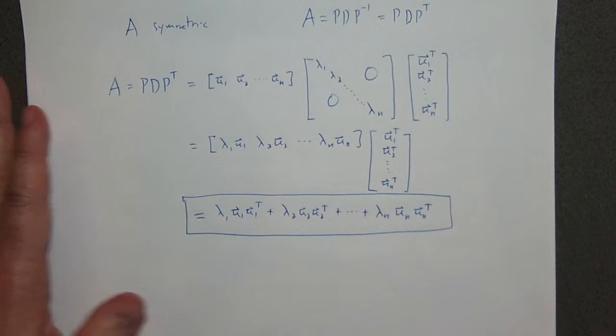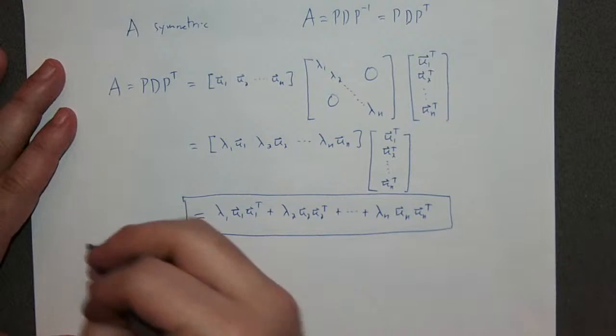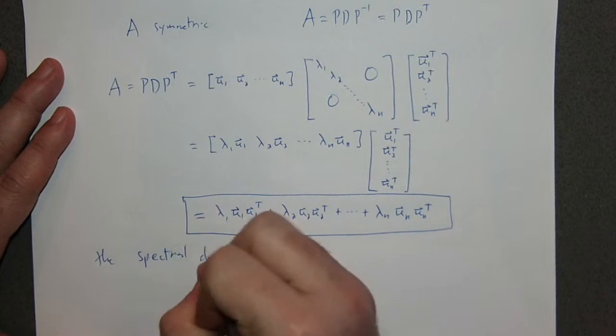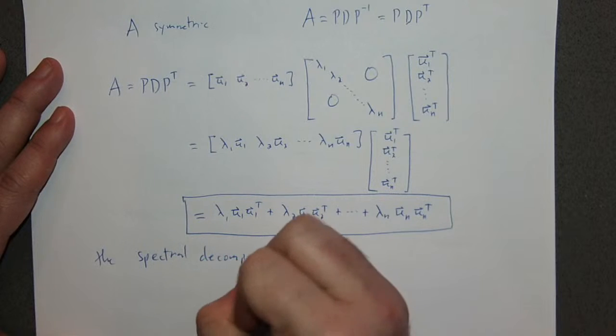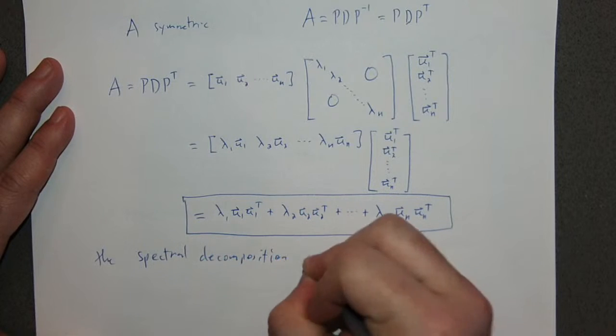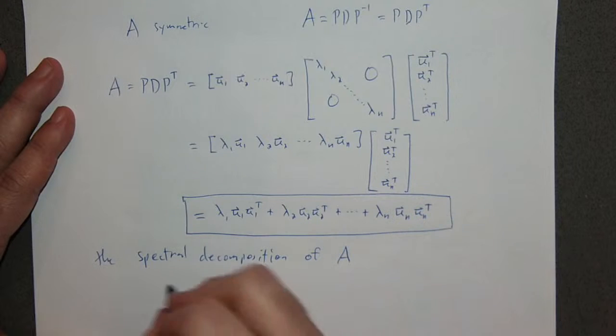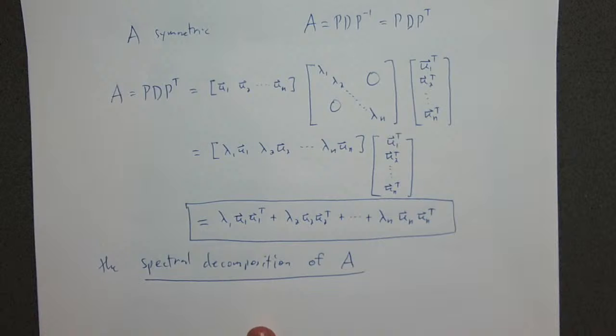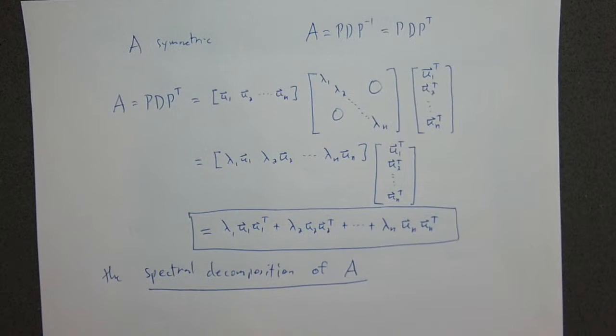This is the spectral decomposition of A. You can only do this when you have a symmetric matrix in this way.